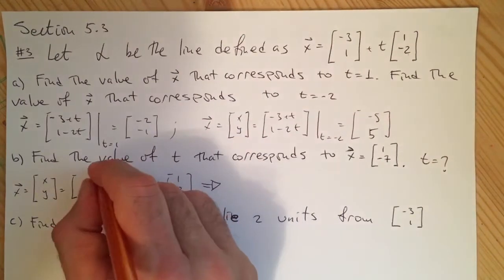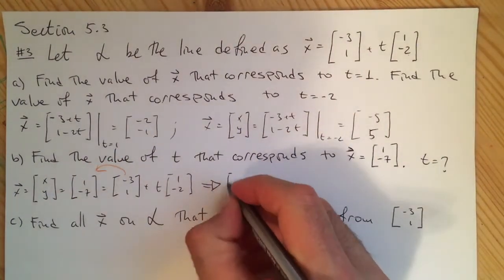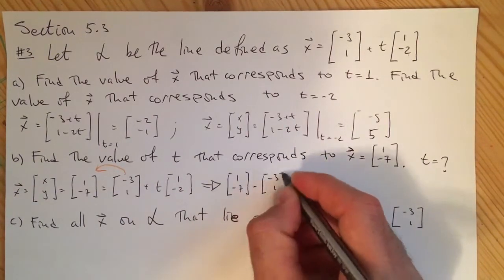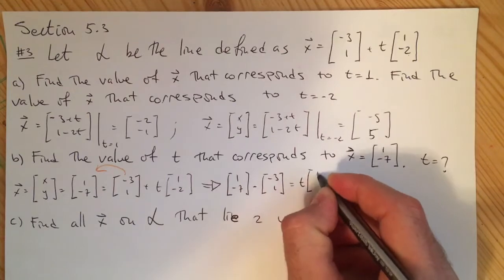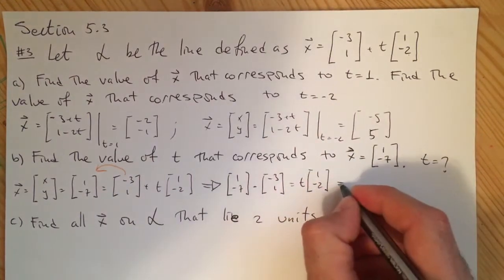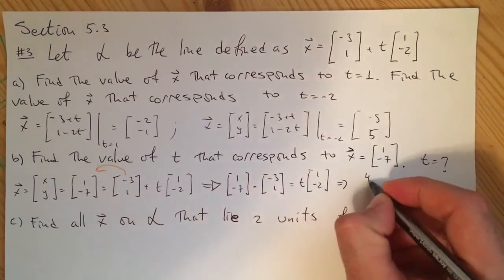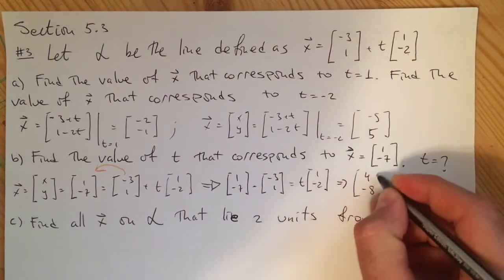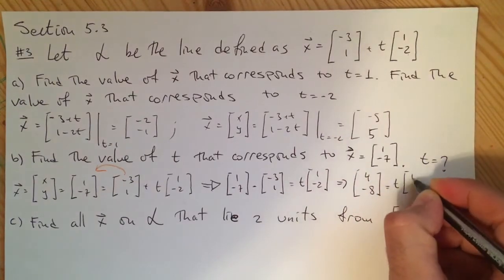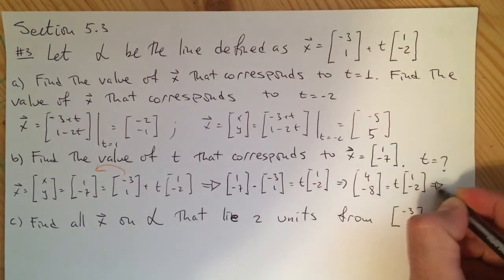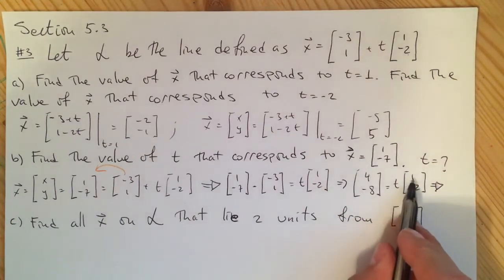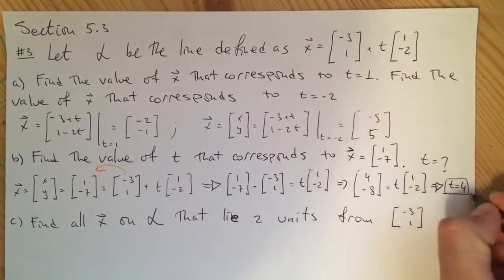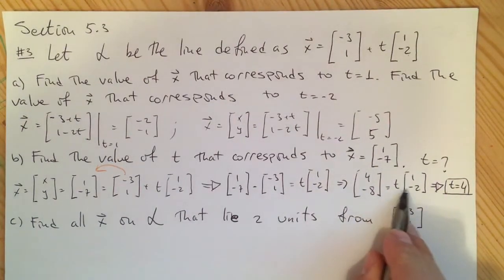Well, if I bring this vector to this side, then I have (1, -7) minus (-3, 1) has to be equal to t times (1, -2). 1 minus -3 is 4. -7 minus 1 is -8, which is equal to t times (1, -2). And obviously 1 times how much is 4? Obviously t is equal to 4, which works out for the second entry also.